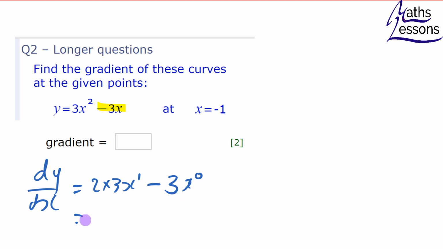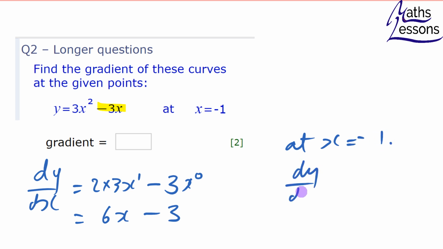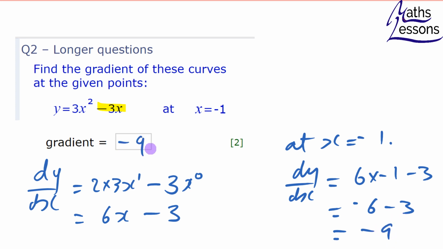x to the naught is 1. So we get 6x to the 1 is x, minus 3x to the naught. Anything to the power of naught is 1, so it's just that. So our gradient function is 6x minus 3. Now at x equals minus 1, dy by dx will equal 6 times minus 1 minus 3. So it's minus 6 minus 3, which is minus 9.